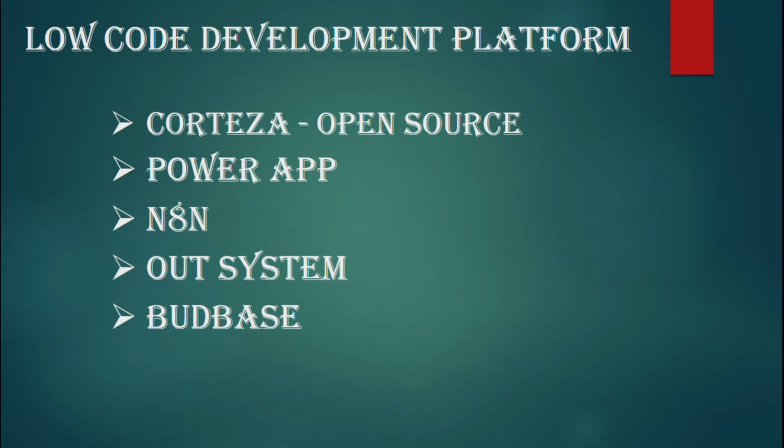Next we have Power Apps. Power Apps is a Microsoft product and it has a licensing cost, but it is capable of creating good UI, and it has strong API and integration platform support. Then next we studied N8N. It is actually a workflow management system.